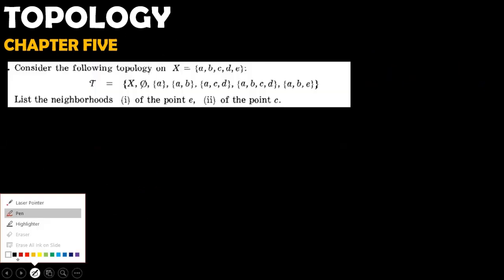So this is our first example. Consider the following topology on X, where X is equal to {a, b, c, d, e}, and tau is this. The points of X are already given, so we have to find the neighborhoods of point E first and then C. I am going to find the neighborhoods of E, and you repeat the same pattern for C and do it yourself.